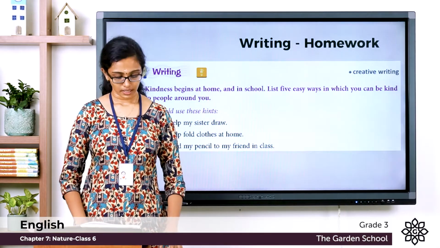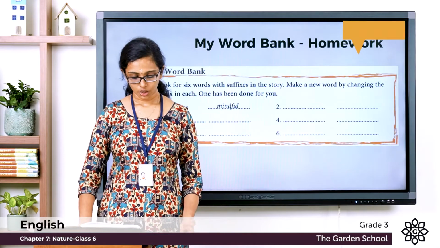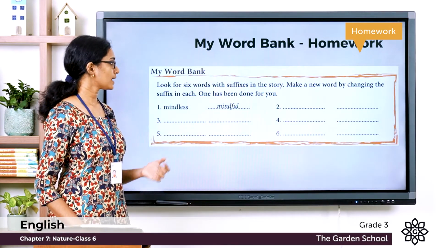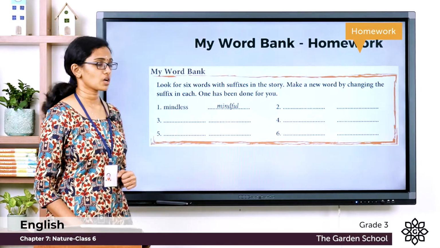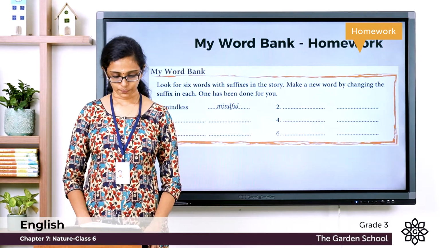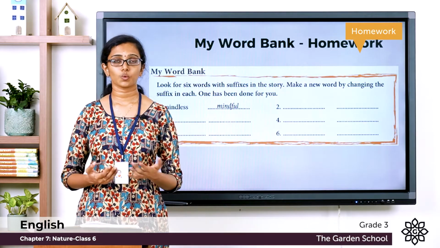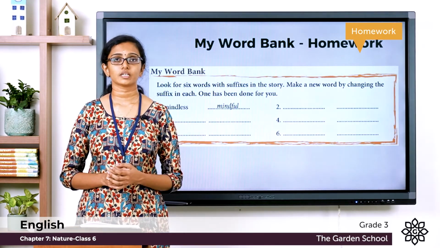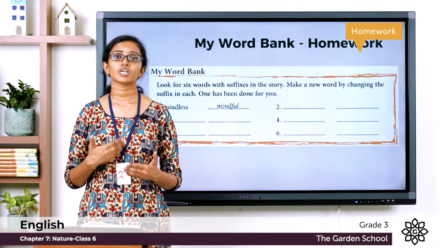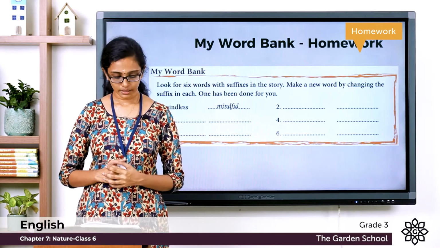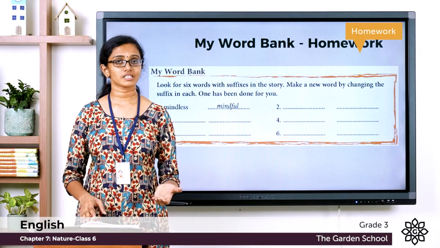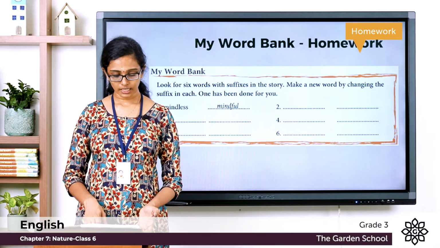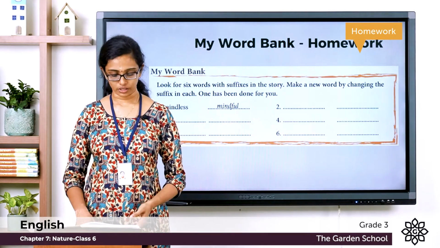Now the next one, my word bank. Look for 6 words with suffixes in the story. Make a new word by changing the suffix in each. One has been done for you. So in this exercise, you are asked to find out words from the story which have suffixes and then use these words. You may even change the suffix to change it to a new word. Example is given here, mindless. This is a word from the story and the suffix is changed here to change that word to mindful.